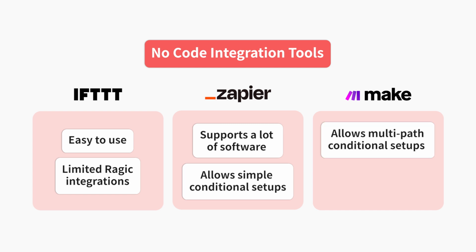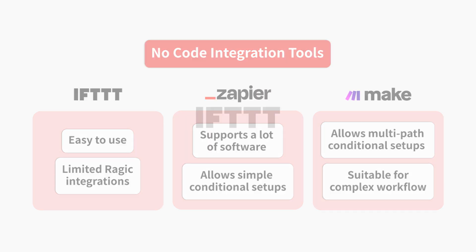Make also allows one trigger to perform multiple actions and offers advanced condition settings and format conversions, making it suitable for more complex automation workflows. I'll show you how to set up integrations with these 3 no-code tools. Let's start with the simplest one, IFTTT.